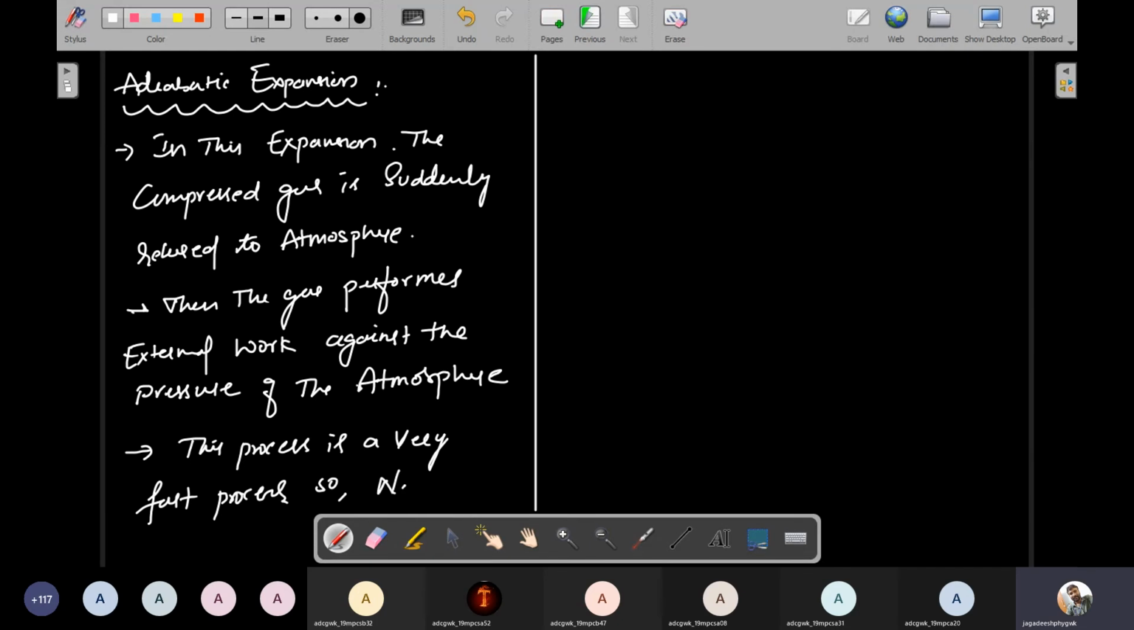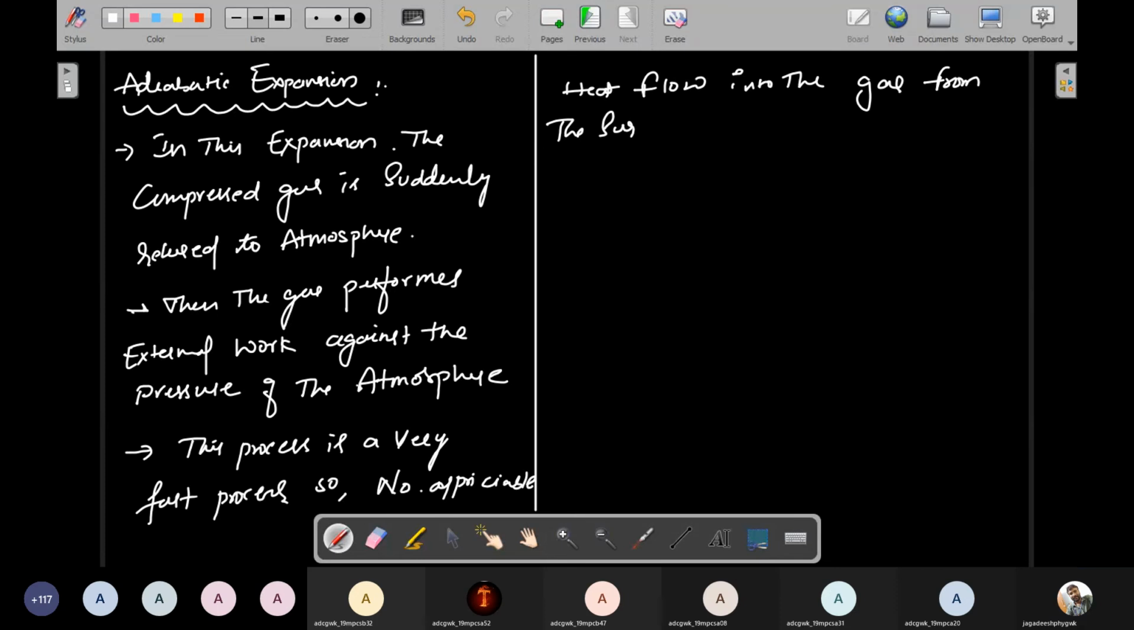So no appreciable heat flow into the gas from the surroundings. Understand? Hence the external work is done from the internal energy of the gas.